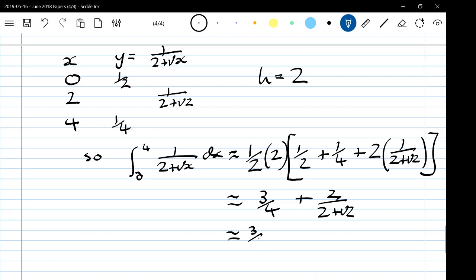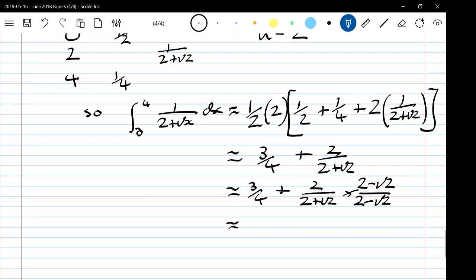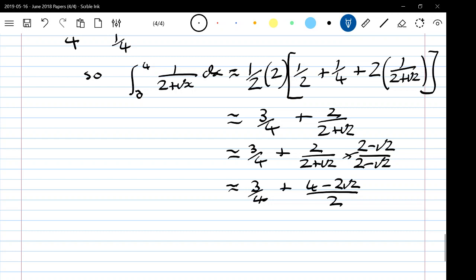So the next step would be to say that is 2 over 2 plus root 2 times 2 minus root 2 over 2 minus root 2. We would have to rationalise the denominator to get 3/4 plus 4 minus 2 root 2. That's 2 times 2 and 2 times root 2. And this would be 4 take away 2, so divided by 2. Have I done that right? So, what have we got out of this? We've got 3/4 plus 2, because 4 over 2 is 2, take away 2 root 2 over 2. And now we can say that is 11 over 4 minus root 2 as required.